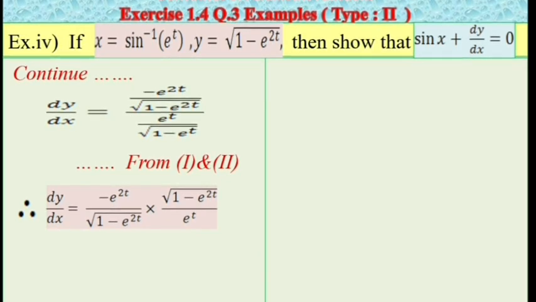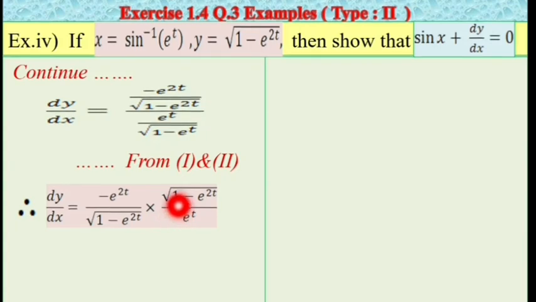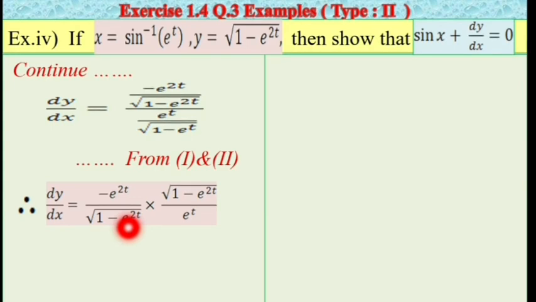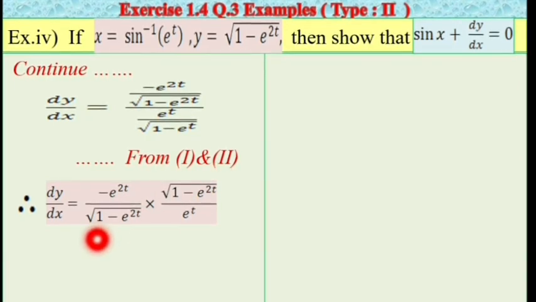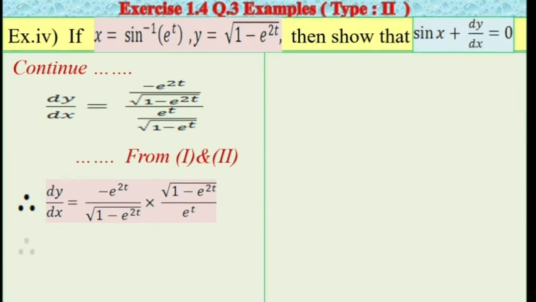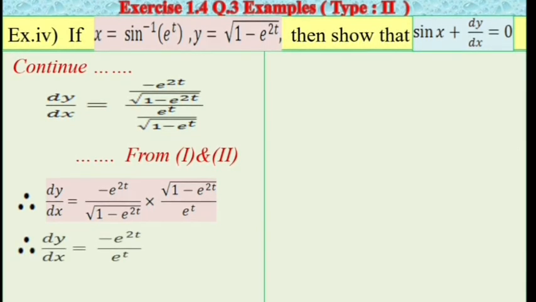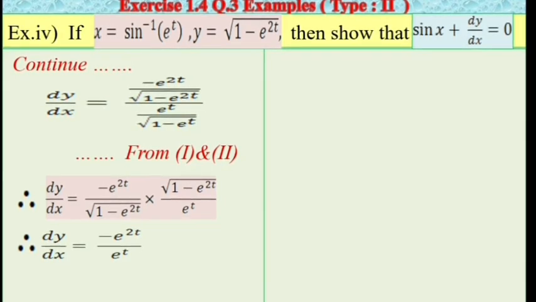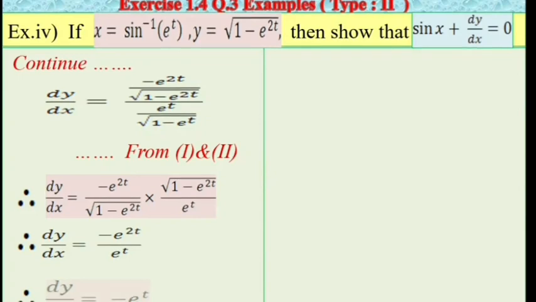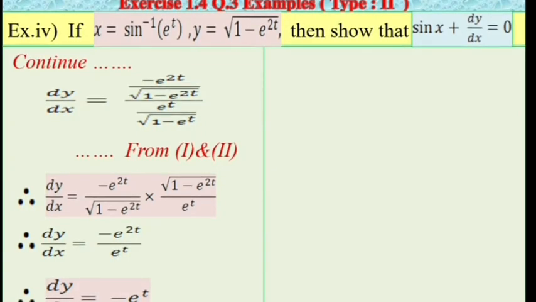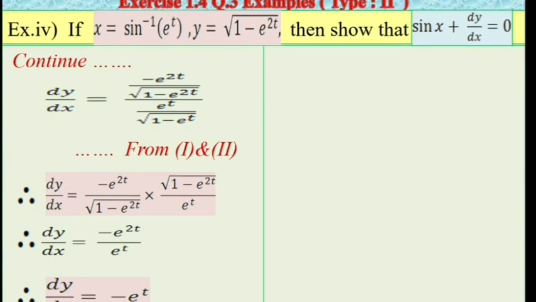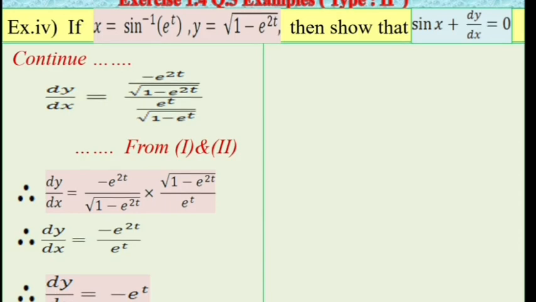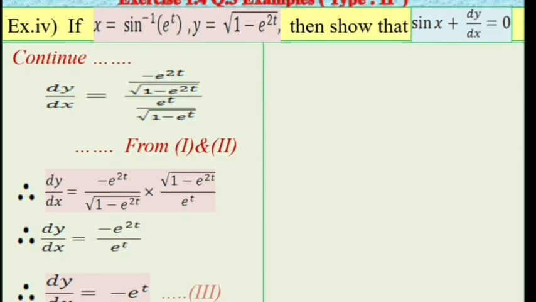Here we know that root of 1 minus e raised to t and root of 1 minus e raised to twice t, these two terms get cancelled, only remaining, therefore we can get dy by dx equal to minus e raised to twice t upon e raised to t. Now simplifying this right hand side, we can get dy by dx equal to minus e raised to twice t divided by e raised to t, that is e raised to twice t minus t, that is minus e raised to t, and that is equation number 3.